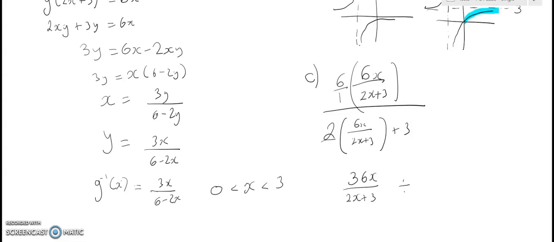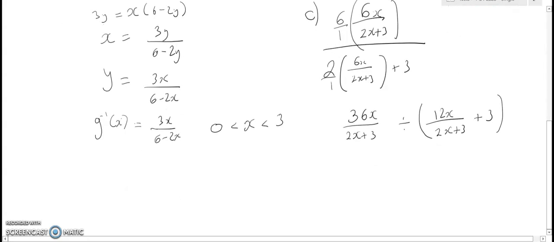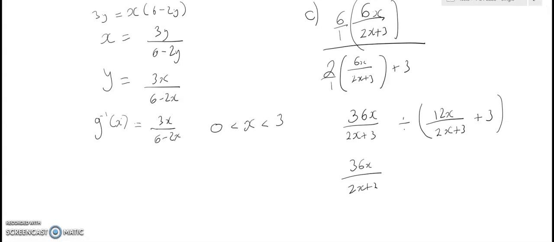Again, fractions being multiplied, so we're going to have 12x over 2x plus 3, plus 3. I'm going to put that in a bracket because it's not just divided by the first bit, it's divided by the whole thing. So we're going to clean that bracket up now. So it's 36x over 2x plus 3 still, divided by. I'm adding two fractions essentially if I write 3 over 1. So I need a common denominator, which is going to be 2x plus 3. So it's 12x plus, and I'm going to times the second fraction by 2x plus 3.